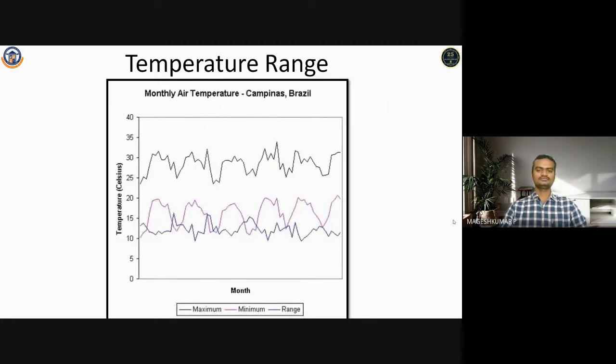And this is an example for you. I have given this image, taken from the internet. Campinas is a city in Brazil where the temperature is measured. Here the minimum temperature, maximum temperature, and average monthly air temperature are depicted in this figure for your better understanding of the concept. Okay.